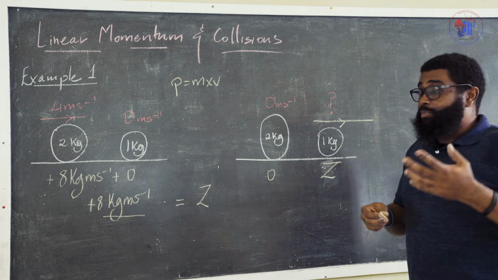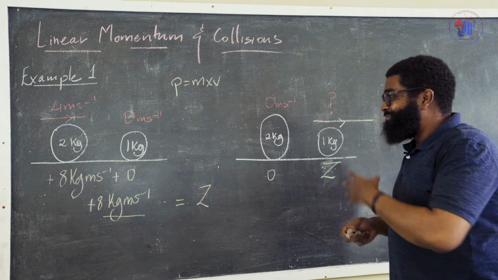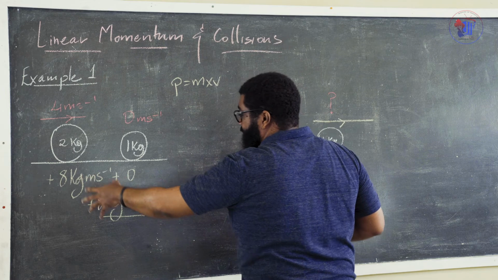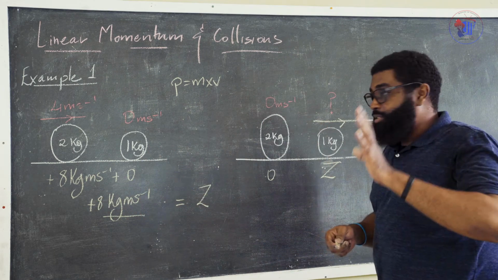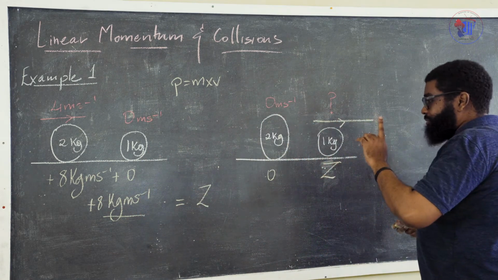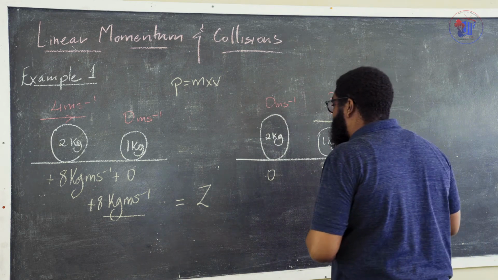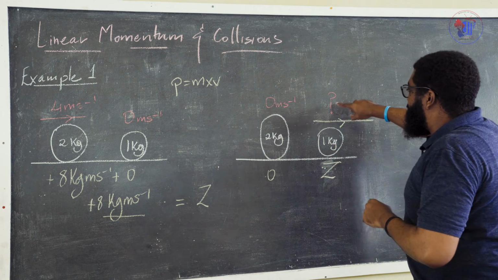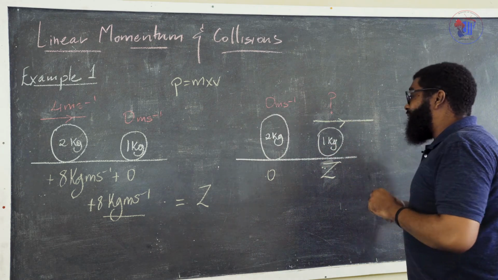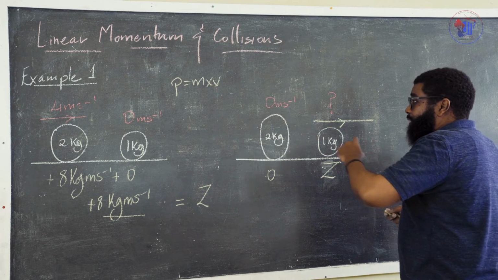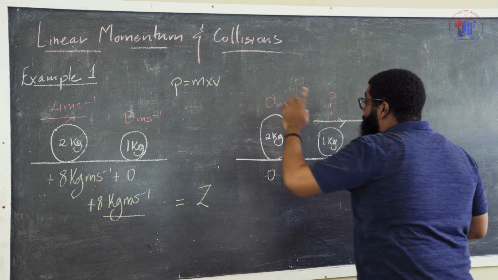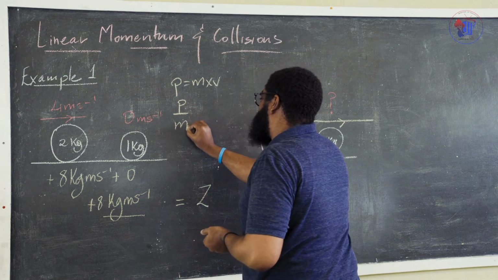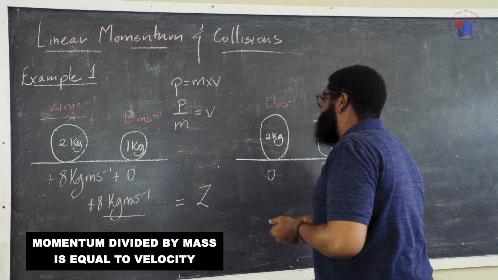Now please note, I didn't take it as positive because of the number line. I just took it as positive because it was the only value we had over here that was a non-zero value. It has nothing to do with the number line, so just putting that out there. So this Z is the momentum of the 1 kilogram mass. But my unknown here, the question mark, was really asking not for momentum, but for velocity. Now looking at this equation, we can easily see that momentum divided by mass gives us velocity.